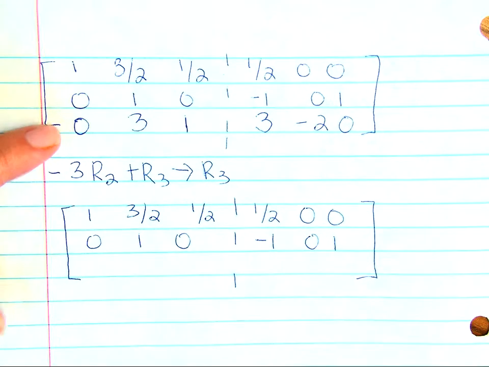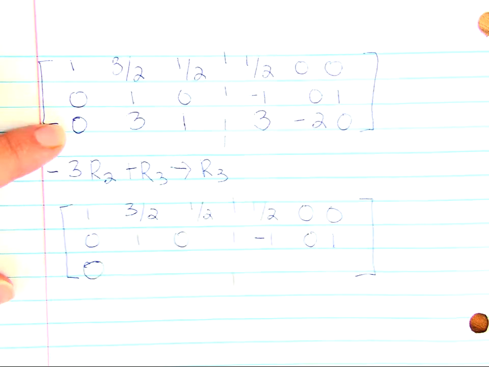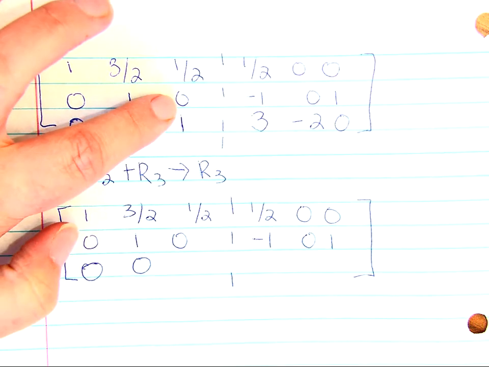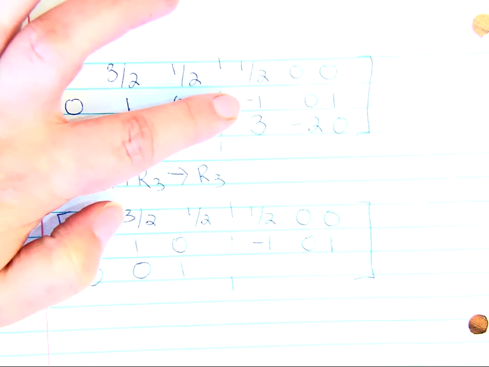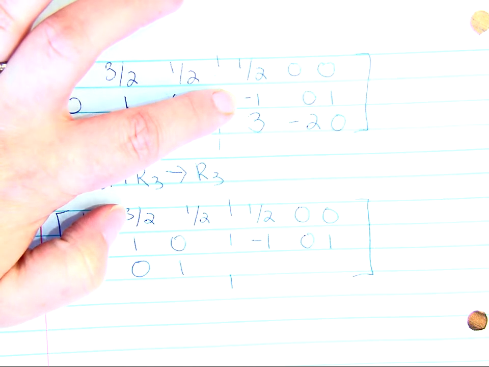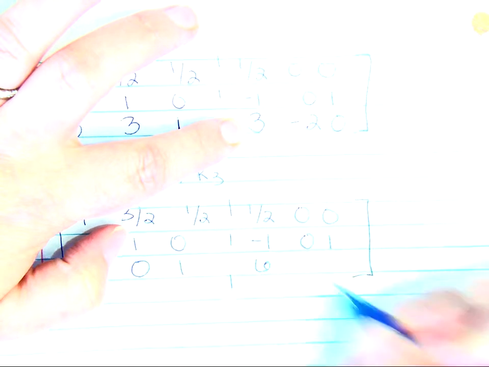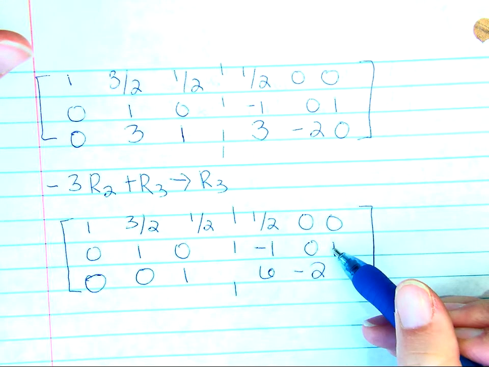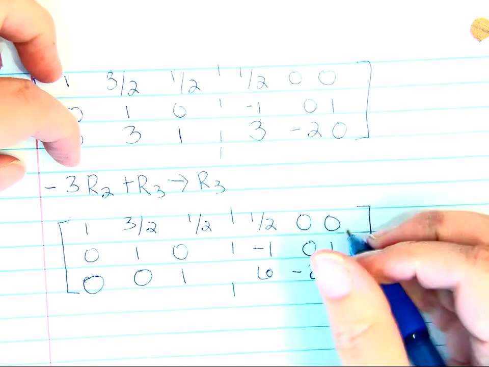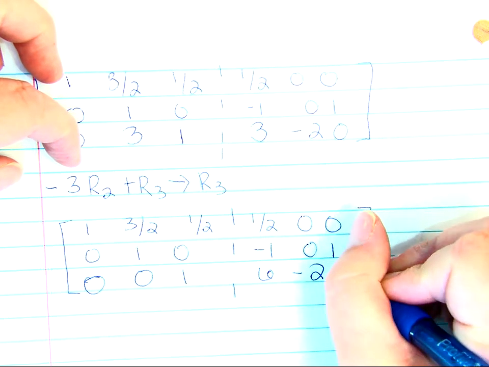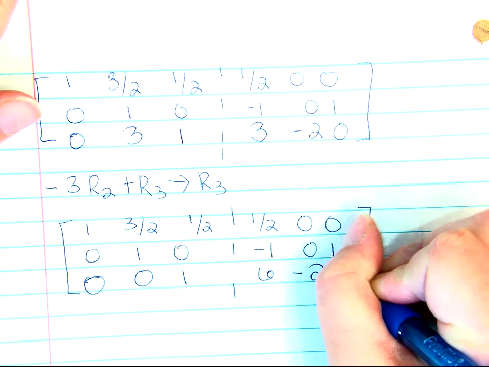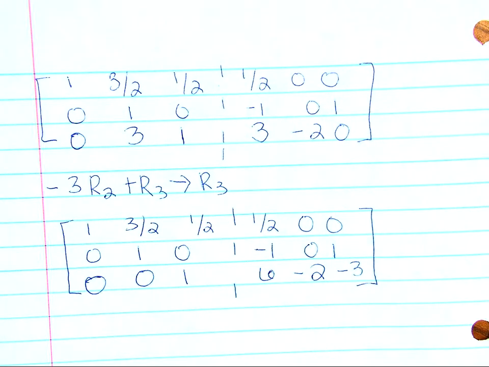Okay, -3 times 0 plus 0 is still 0. -3 times 1 is -3, plus 3 is 0. -3 times 0 plus 1 is still 1. -3 times a -1 is 3, plus 3 is 6. 0 times -3 is still 0 times -2, that's a -2. 1 times a -3 is -3, plus 0 is -3.